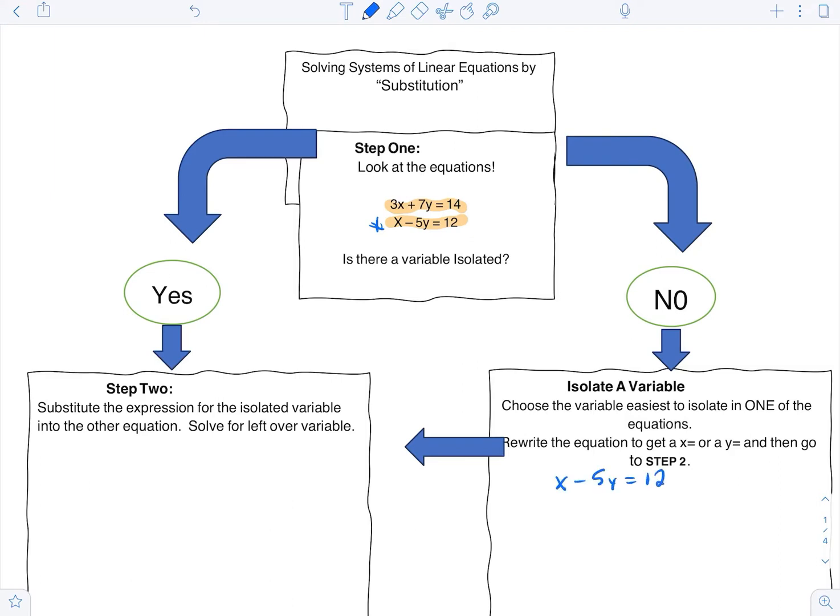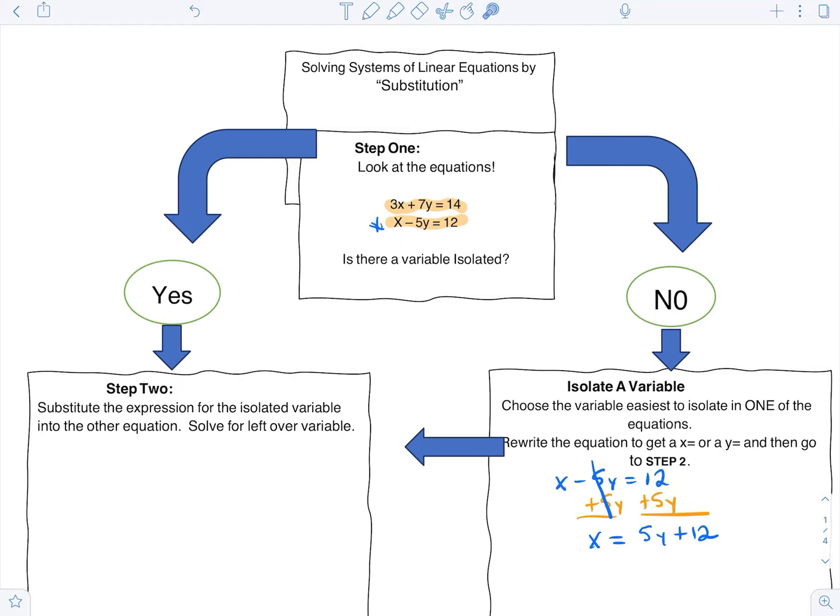So we have x minus 5y equals 12. We're going to solve for x by adding 5y to each side. After we add 5y to each side, notice how negative 5y and positive 5y cancel so that we're left with x on the left side of the equation, and then the right side is 5y plus 12. And now x is isolated.